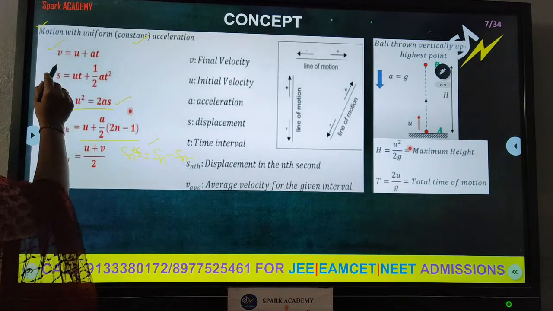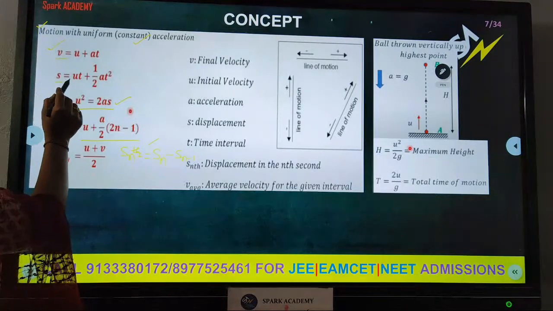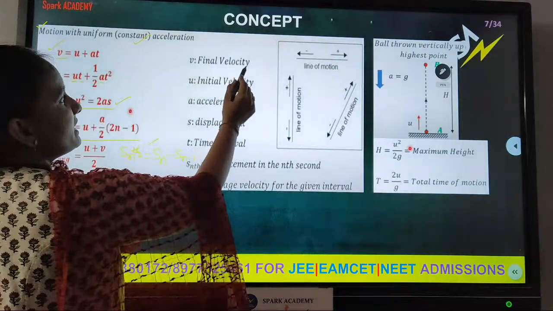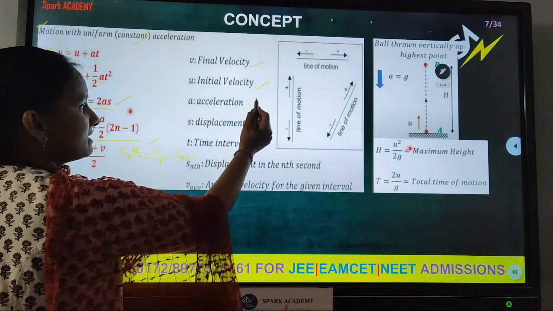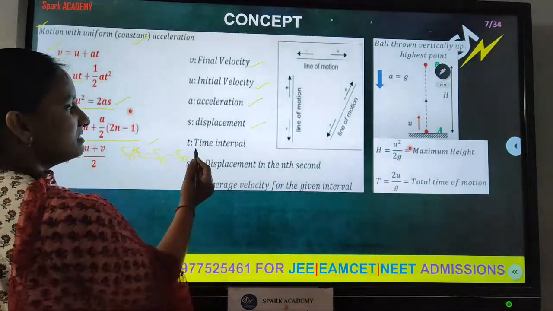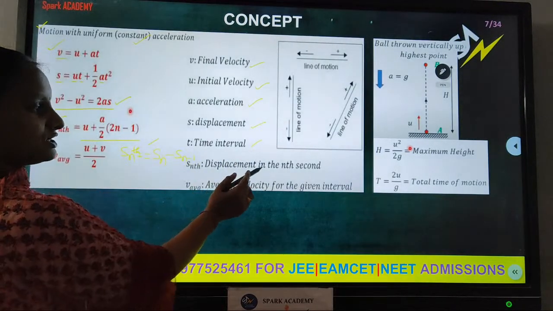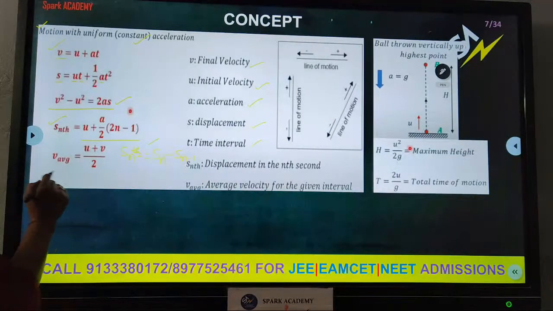So what are the quantities? The values v, s, u, t, a. V is final velocity, u is initial velocity, a is acceleration, s is displacement, t is the time interval, and S nth is displacement in the nth second. And we have one more equation to find the average velocity.